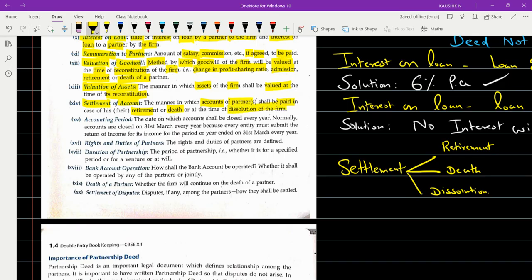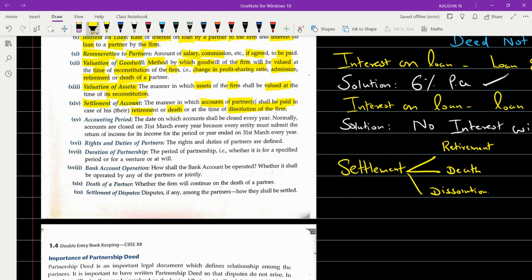Though you have many topics under partnership, as I said: partnership basic fundamentals, goodwill, change in profit sharing ratio, admission, retirement, death, and dissolution. So seven chapters are there all together under partnership. But this settlement comes only in these three chapters: retirement, death, and dissolution. Okay. Hope it is clear to you.